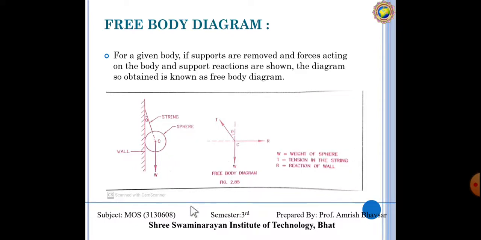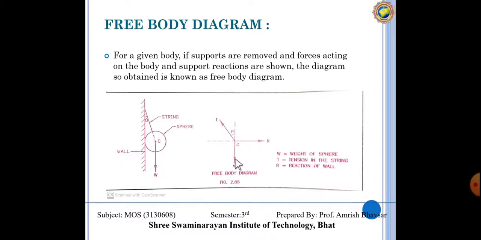We are just removing all the supports and making the body free from the support, and instead of that support we are considering the reaction of that support and finding out those reactions. Like this, the support, this wall, is going to give a reaction towards the right, and it is somewhere over here. A string is pulling upward, so the tensile force is generated by that string, it is upward, and the weight of that sphere is going downward.